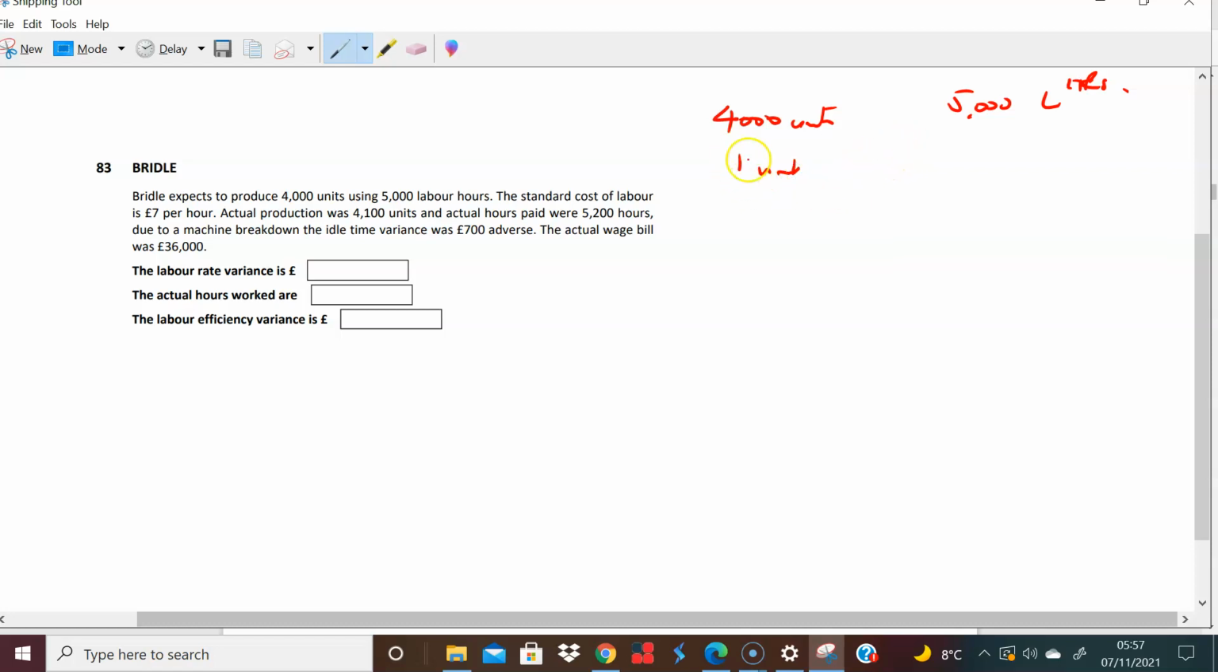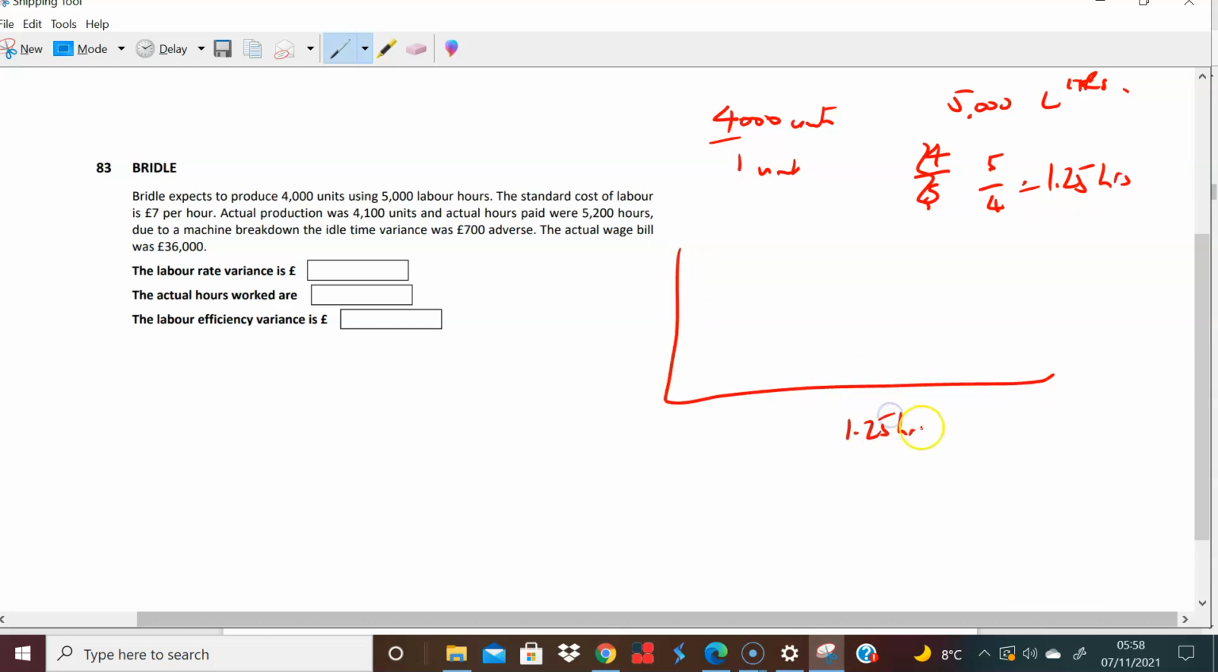So for one unit, we divide that by 4,000, so that's 5 over 4, which is 1.25 hours. So I know that when I'm making one unit, I'm going to need 1.25 hours, and it tells me that the standard cost of an hour is £7. Okay, that's brilliant. Now you go ahead and you produce 4,100 units.